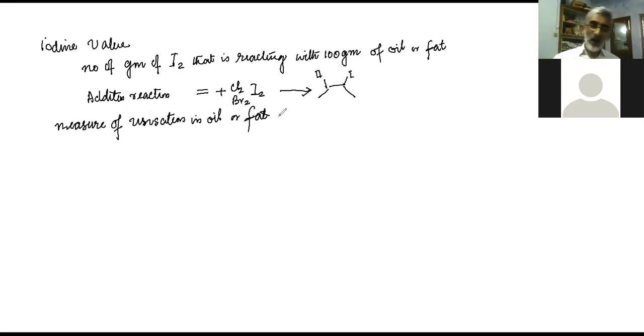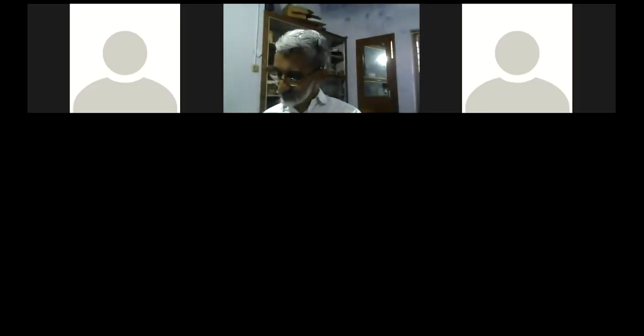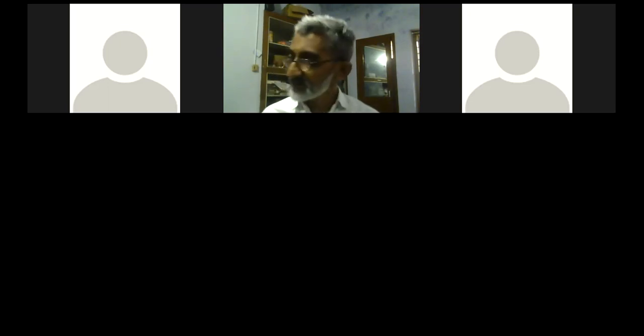That is how much of double bond is present. That is meant by unsaturation. How much contribution of double bond is present. Now remember, this is not having much.